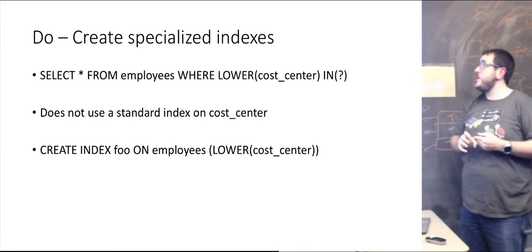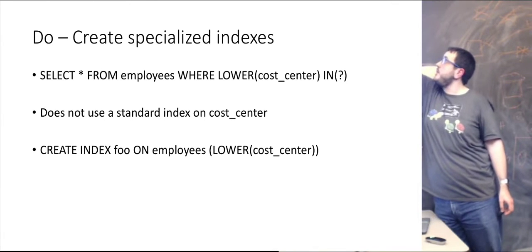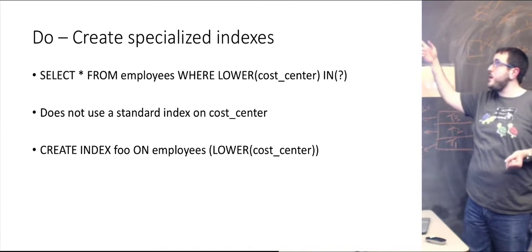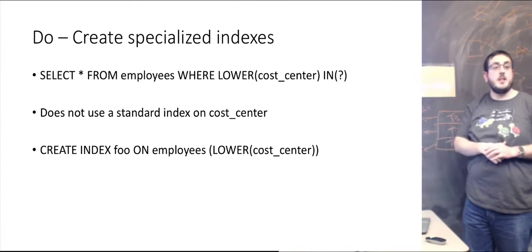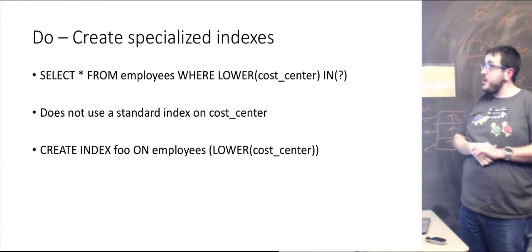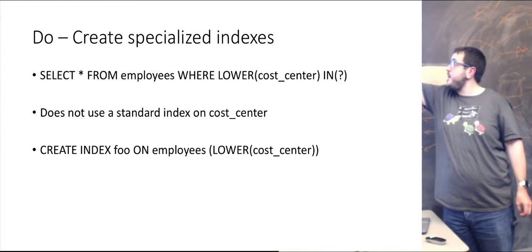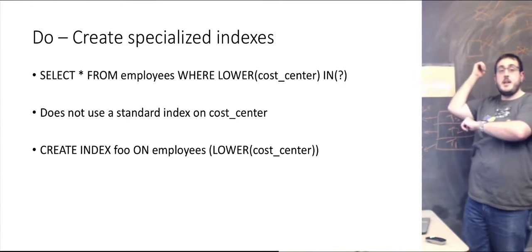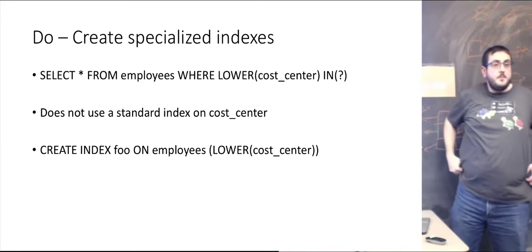So commonly what you would do is tell Postgres, all right, lowercase all the cost centers, and we're going to have Ruby downcase all of my input, shove that in there and run. Well, if I have a regular index on cost center, lowering it will eventually bypass the entire index altogether. What you can do is then tell Postgres, okay, make me a specialized index on employees, go ahead and lowercase all the cost centers and store that in the index. It'll use that index when you use lower in your query, and it'll be much faster.